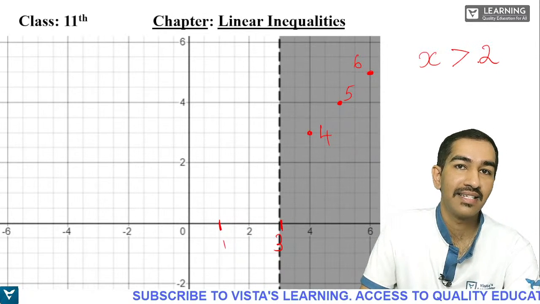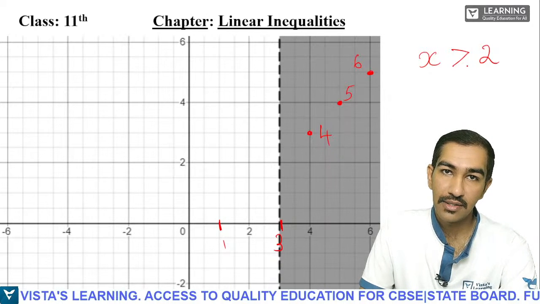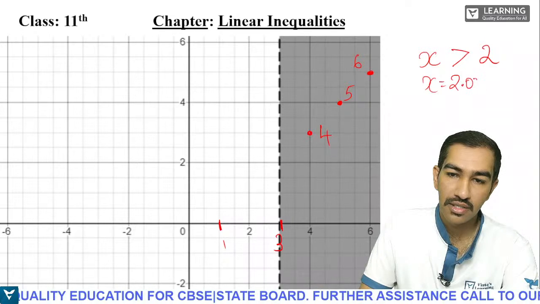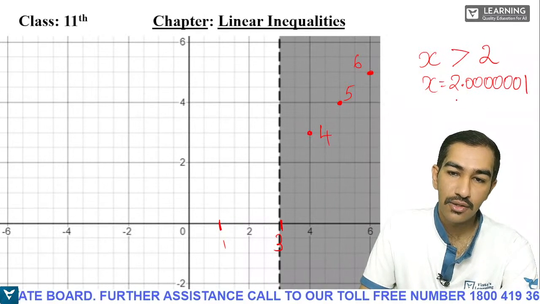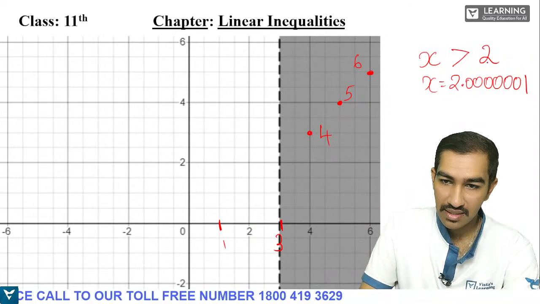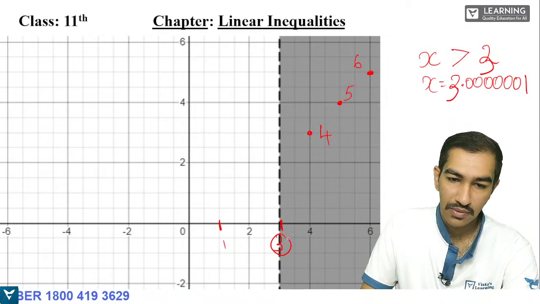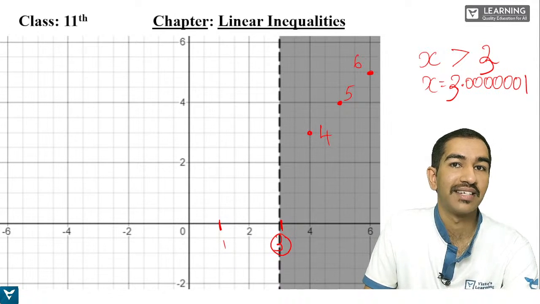Understanding? See, x is greater than 2 means except x is equal to 2. X can also be equal to 2.00000001. This is also x is greater than 2, right? So that is why, sorry, this is 3 students. As I took it as 2, this is 3. See here, x is equal to 3. So x is greater than 3, right? 3.000001 is also greater than 3.